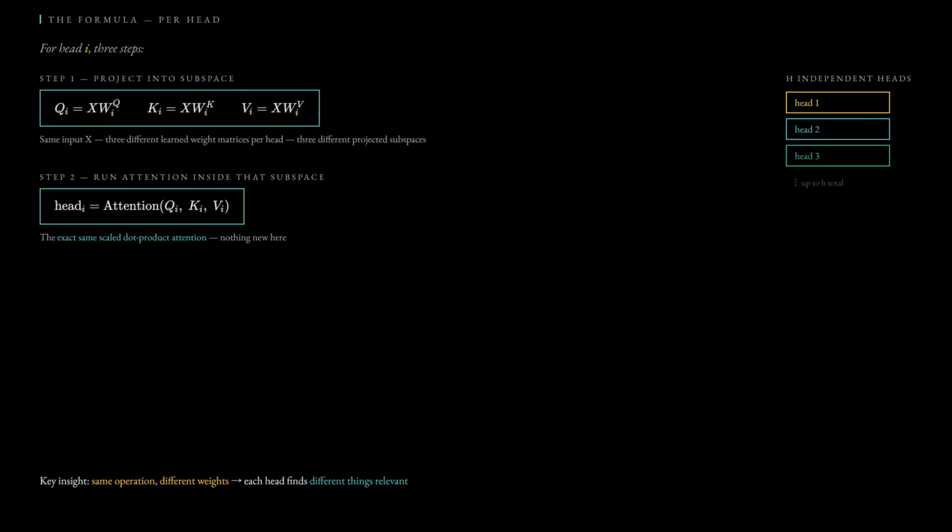Because the weight matrices differ across heads, the projected Q and K vectors point in different directions, which means the attention scores will peak at different positions for different heads, which means each head pulls different content from the values. Same operation, different inputs, different outputs. One head cannot represent 3 independent patterns simultaneously. H heads running in parallel can.